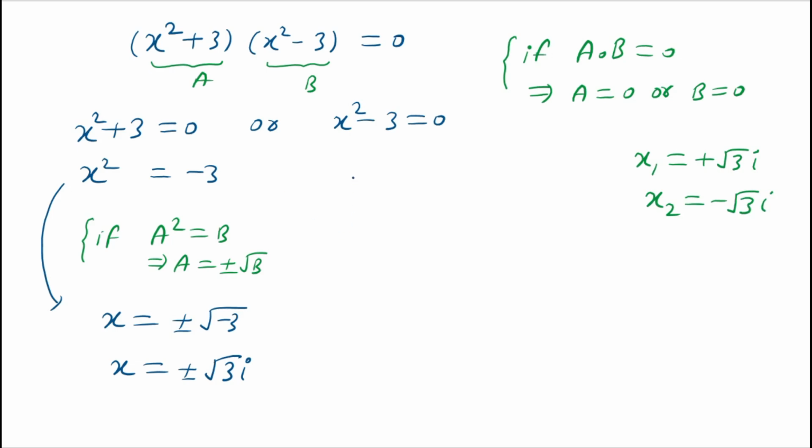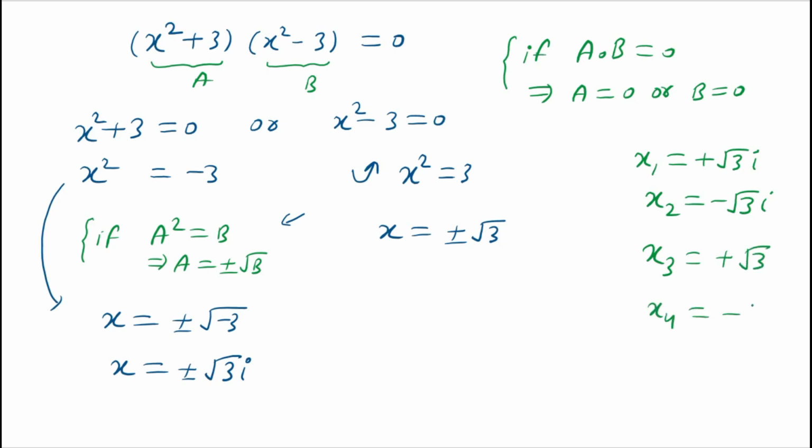And look carefully at this equation: x squared minus 3 equals 0. Then the value of x squared equals 3. And here if we apply this rule again, then the value of x equals plus or minus square root of 3. So our third solution, x3 equals plus square root of 3, and fourth solution, x4 equals minus square root of 3. In this question we have 4 solutions.